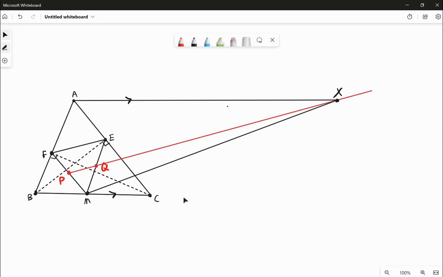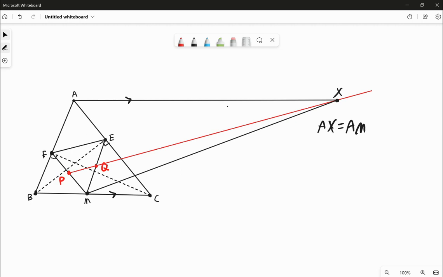Here's how it goes. Suppose you have a triangle ABC, and M is the midpoint of BC. Then E and F are the feet of the altitudes from B and C to AC and AB, in that order. So CF is perpendicular to AB, and BE is perpendicular to AC. Then we construct the midpoints P and Q of FM and ME. And then we let this line intersect the line parallel to BC going through A, so this line here, and these lines intersect at a point X. What we want to prove is that AX is equal to AM.